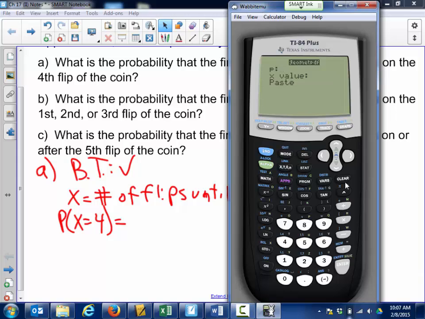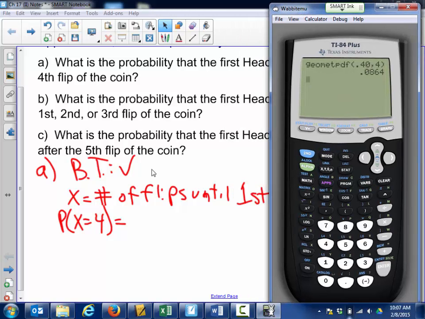So we'll hit enter, and they ask for, okay, this is not how every calculator is going to look. They're asking for a p-value, the probability of success. Well, the probability of success, if that's heads, is 0.40, and the x value then is 4. And I don't know why this is paste rather than enter. I have no idea why they call it that. And we'll hit enter again, and we find the probability that your first head at a 40% likelihood per flip is going to be 0.0864. Okay, some of your calculators are going to display that differently.